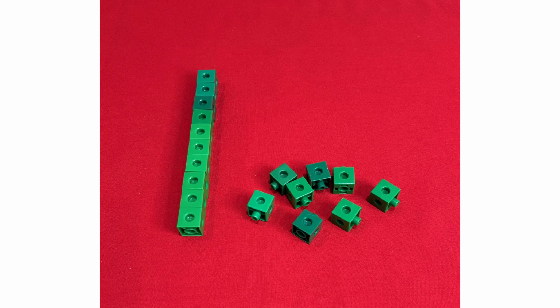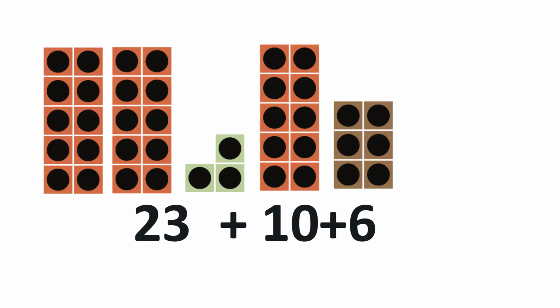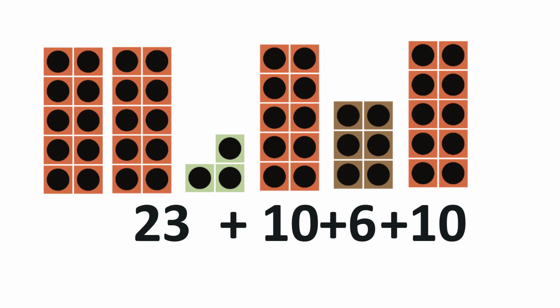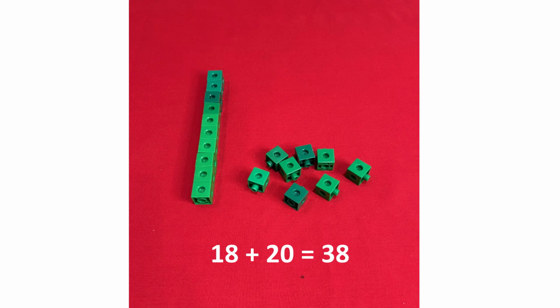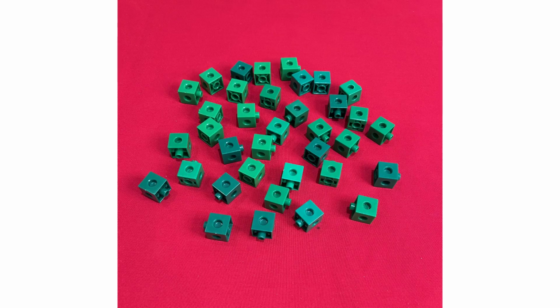If the child does not know, counts on by ones, or skip counts by tens, stop the assessment and introduce activities that encourage jumps of 10 off and on the decade. If the child knows automatically that the answer is 38, move to conversation 4. Place 36 cubes in front of the child and ask her to estimate how many cubes there are. Using the child's estimate, for instance 28, ask how many groups of 10s and leftovers that would make.